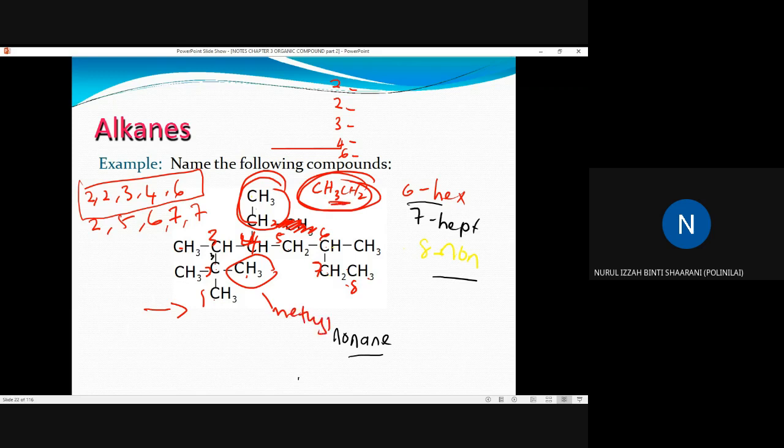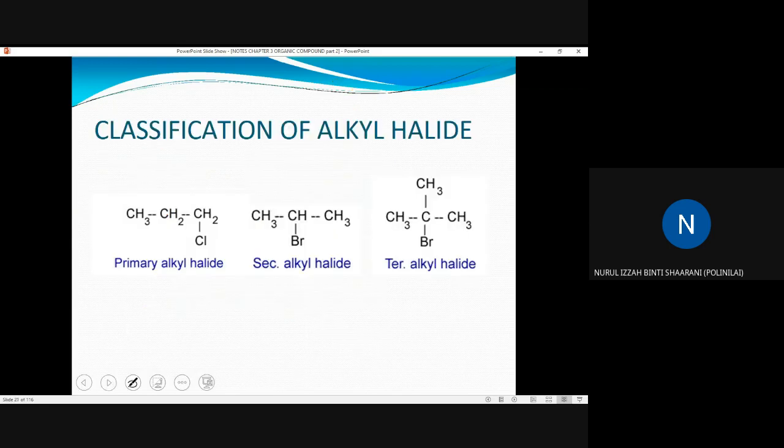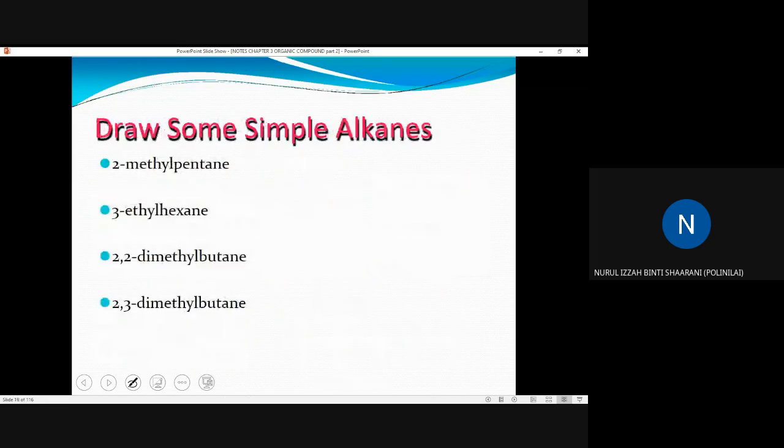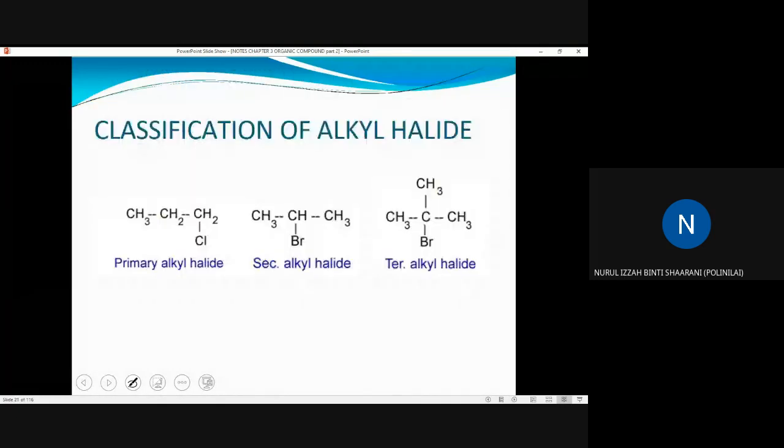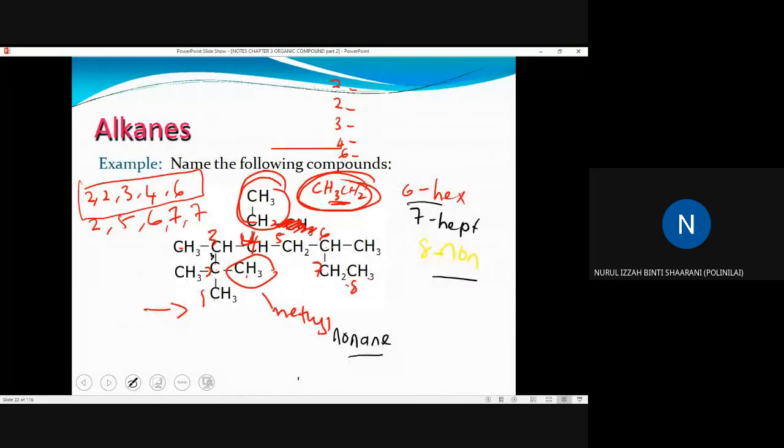Kalau dua karbon kita panggil dia apa? Di. Di. Dua karbon alkil. Dua karbon alkil. Ha, tengok ni. Ni. Ni. Ni. Ni. Ha, yang ni. Ha, okey. Okey, teruskan. Madam. Ya.